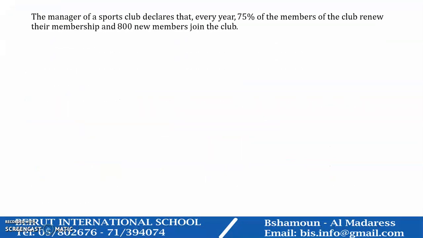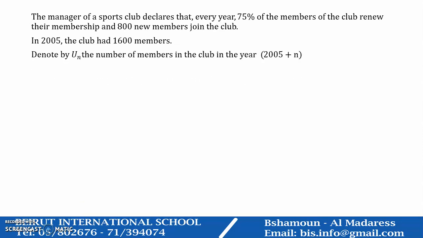The first question is about the manager of a sport club who declares that every year 75% of the members renew their membership. This means that 25% left, and 800 new members joined the club. So in 2005, the club had 1,600 members. We can denote by Un the number of members in the club after n years, which means 2005 plus n.